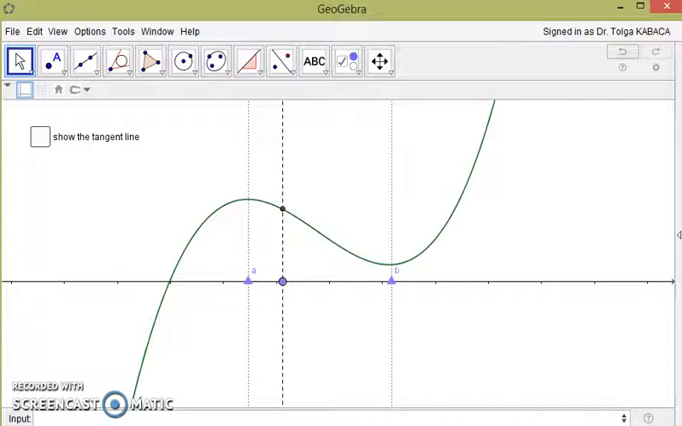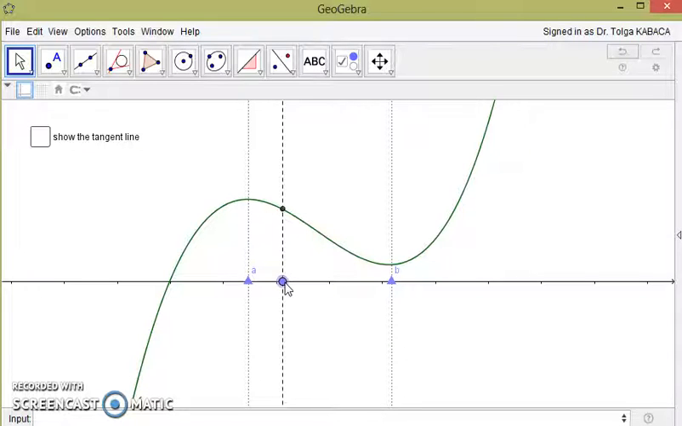Hello. In this video, I will try to describe the relationships between a function and its derivative, and a function and its second derivative. The relationship between a function and its first derivative is more popular knowledge than the relationship between a function and its second derivative. The relationship between the second derivative and the function is less popular.